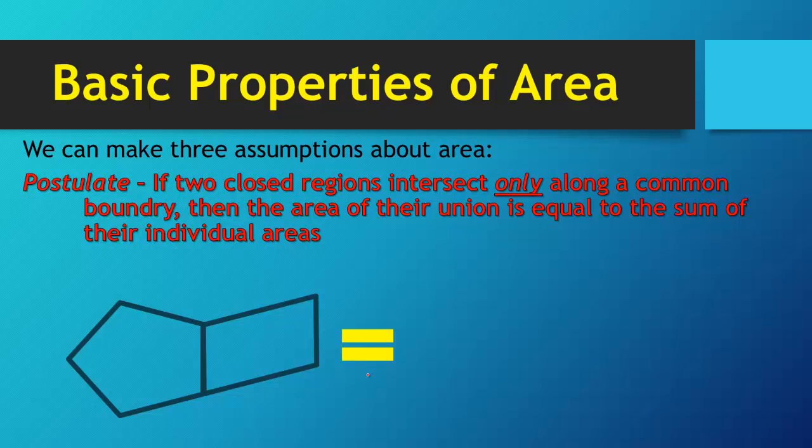All right. The third assumption is that if two closed regions intersect only along a common boundary, meaning they intersect right at a line, and the full length of that line is taken up by both, there's no overlap or anything like that, then the area of their union is equal to the sum of their individual areas. So basically, if I took it and separated it, and I found the area of this, and then the area of this, those two together would have the same area as those two separately, but added together, if that makes sense. So far, you're probably like, I can't believe we're wasting a video on this.